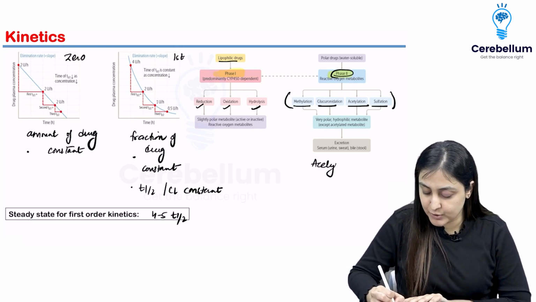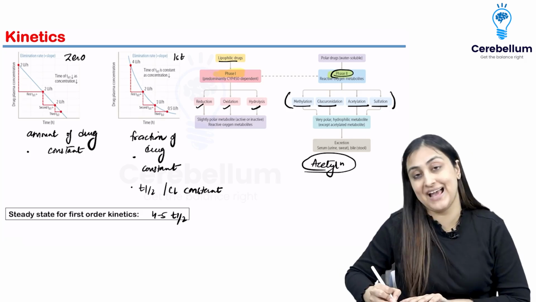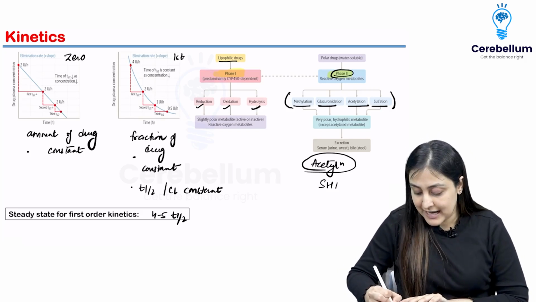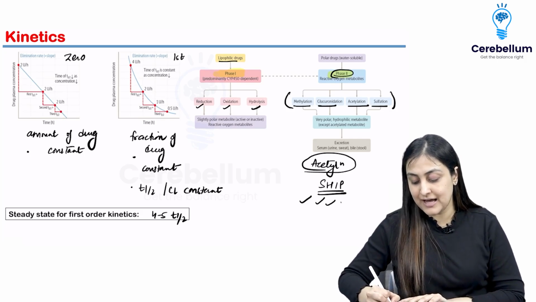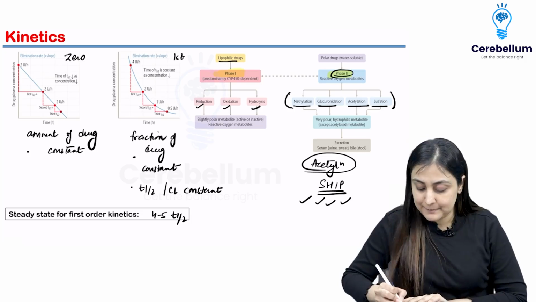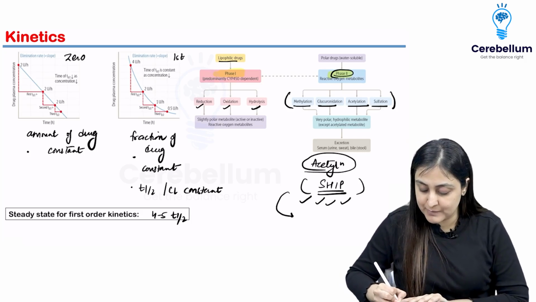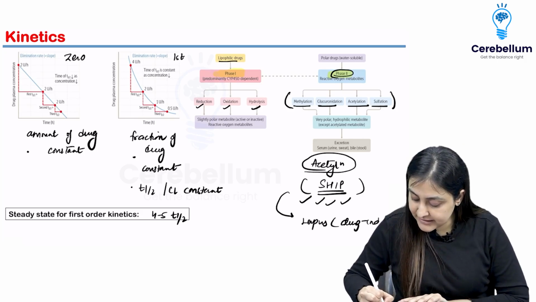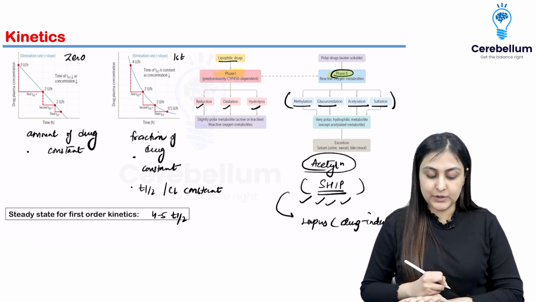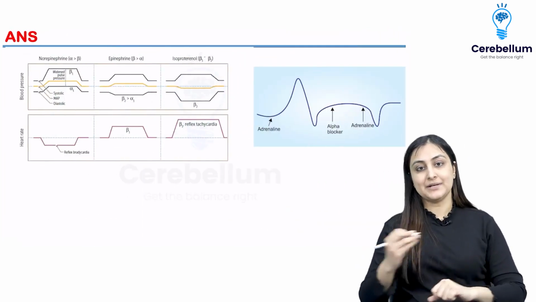Acetylation per se is important not for excretion but for activation of a lot of drugs, and we remember the SHIP drugs. So your sulfa drugs, hydralazine, isoniazid and procainamide. And SHIP drugs also help us remember what? That they can cause lupus. They can cause drug induced lupus. Okay, so this is about the enzyme kinetics.